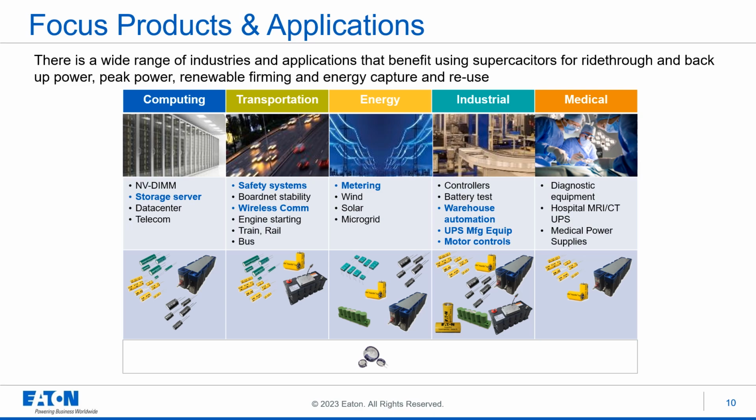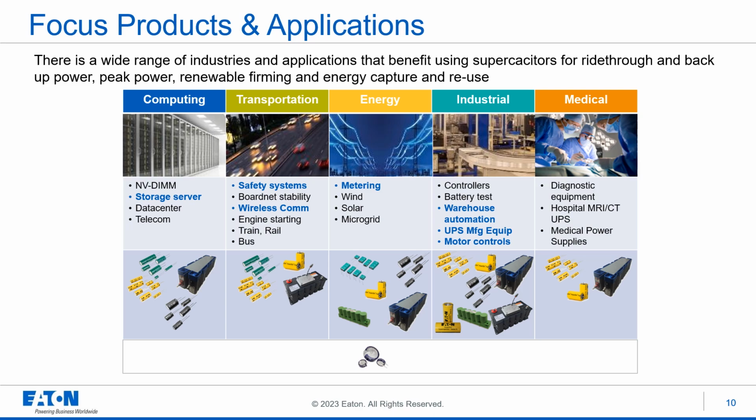Transportation has seen engine starting, safety systems, and wireless communications for transmissions and tracking. In the energy markets, there have been three major applications: electric meters for data transmissions to reduce peak power in the meter and provide data when the power goes out, water and gas meters to improve the performance of lithium-thionyl batteries, and backup power for wind turbine pitch control. We're starting to see larger systems for grid support, microgrids, and renewable firming starting to wrap up over the next several years.